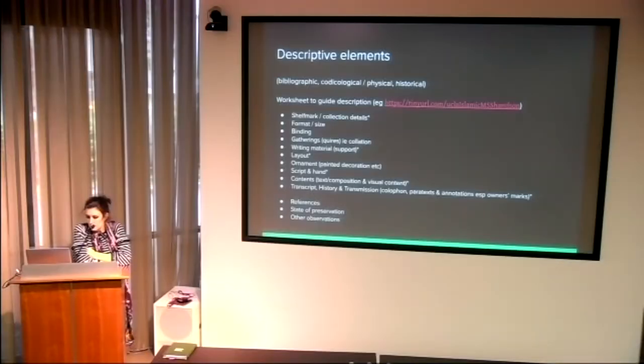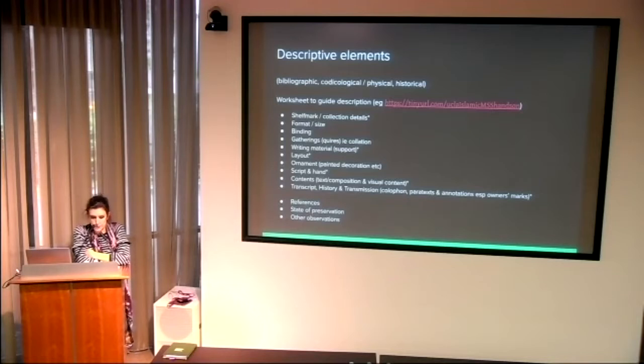Okay. So as far as the elements, shelf mark and collection details, this is essential. I've starred the things that are absolutely essential. Again, because you want to have an idea of what particular manuscript you looked at, to be able to align that with catalog data, with any citations in the existing literature, and ultimately to respect the repository by properly attributing and citing the work that is preserved in that collection.